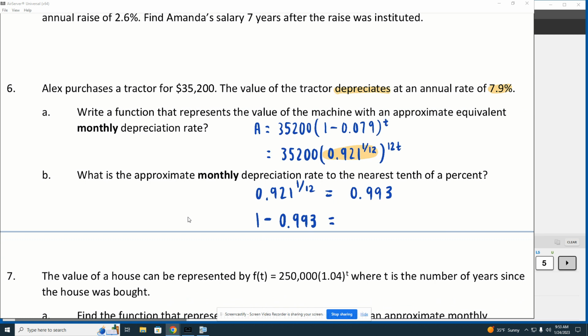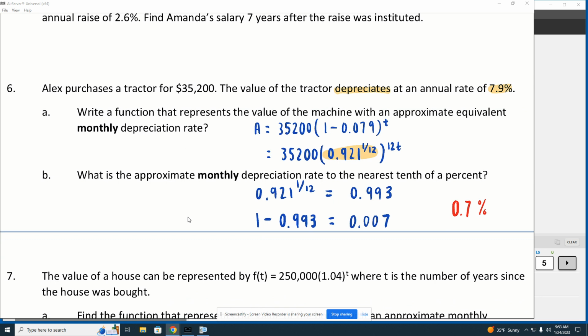So 1 minus 0.993 equals 0.007. Now, is that a percent? No, that's a decimal. How do we now turn a decimal back to a percent? You move 2 to the right. See, we did it the opposite way to go percent to decimal. Now decimal to percent, 2 to the right. So it's 0.7%. That's how much it would be per month.